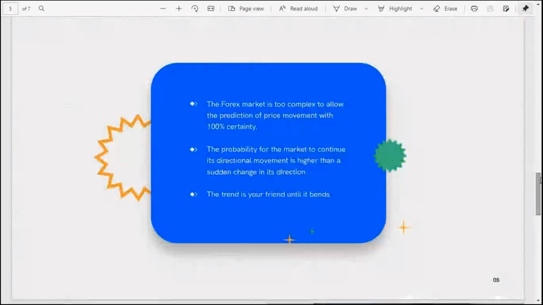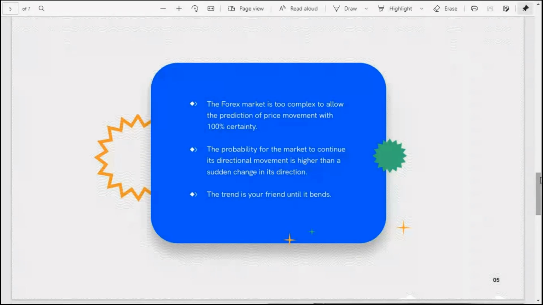Now, you see, when we dive more into the market, the market is too complex. It's complex, it's very, very big, to allow the prediction of price movement with 100% certainty. You can know where price will go, but you can never be 100% certain about it because you will still have doubts, misconceptions. This is where you now grow confidence in your trade, so you don't have misconception or doubt about trading the global financial markets.